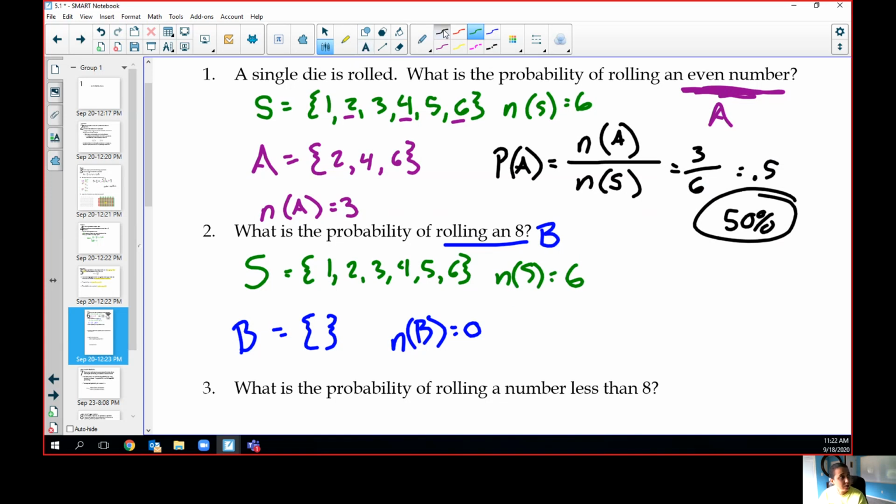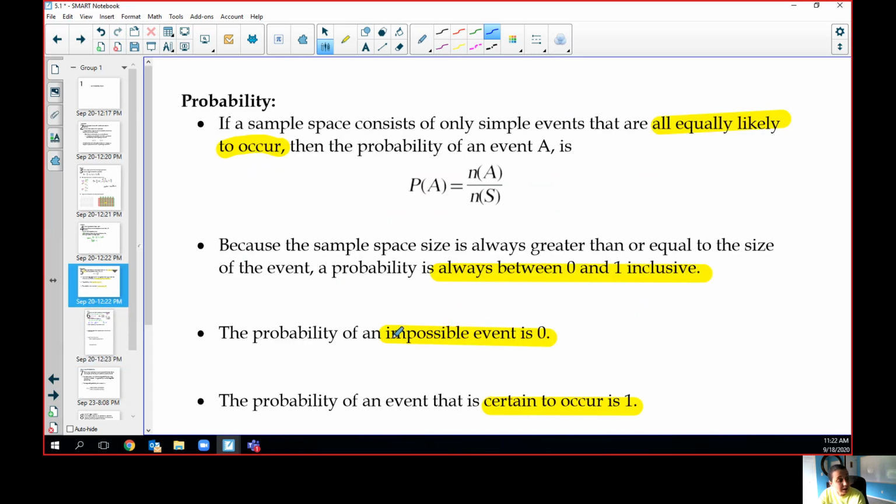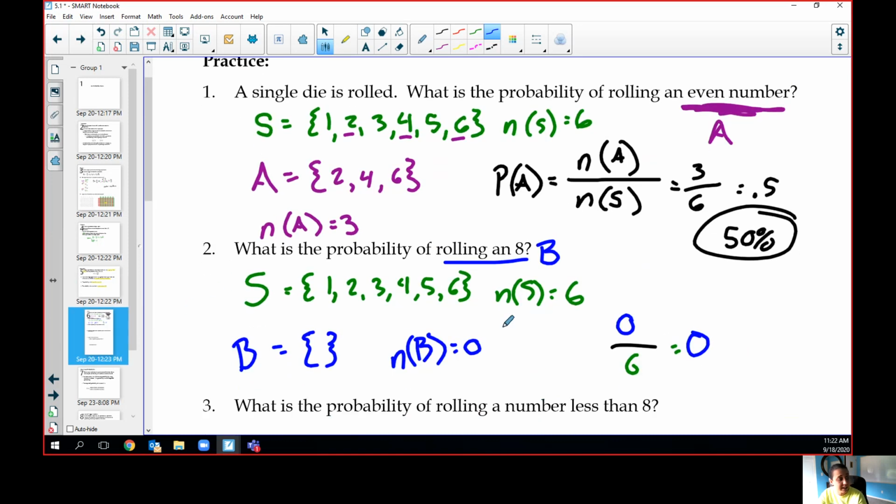So we have 0 divided by 6, which in this case is 0. We know that we are never, ever going to get an 8 when we roll a 6-sided die. So basically, it is impossible to roll an 8 on a 6-sided die. Because it is impossible, what we end up with is a probability of 0.